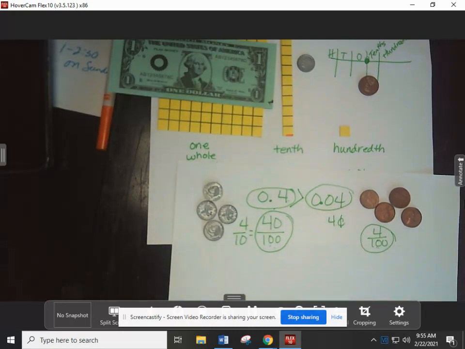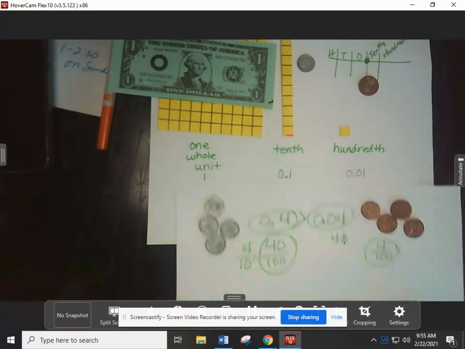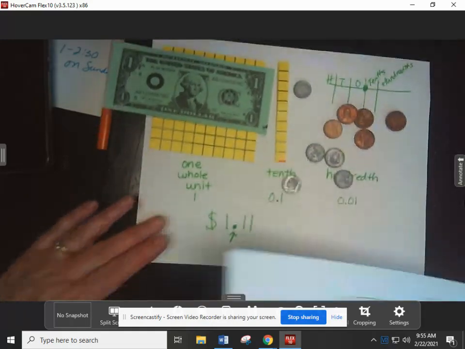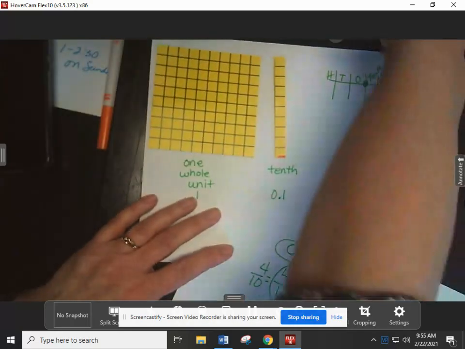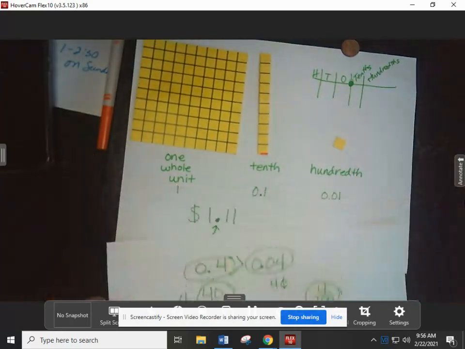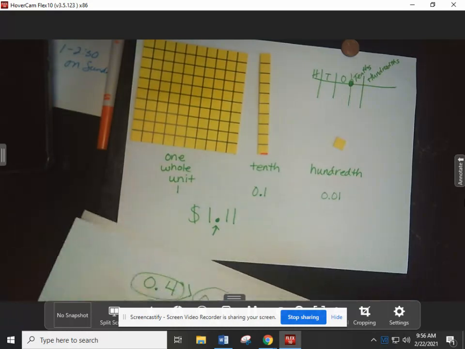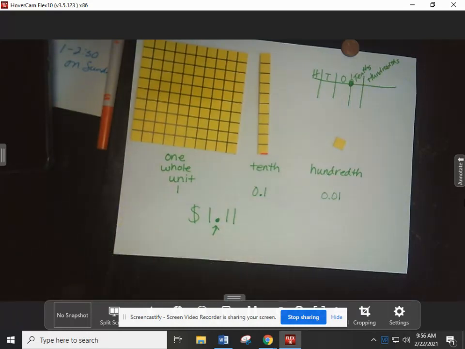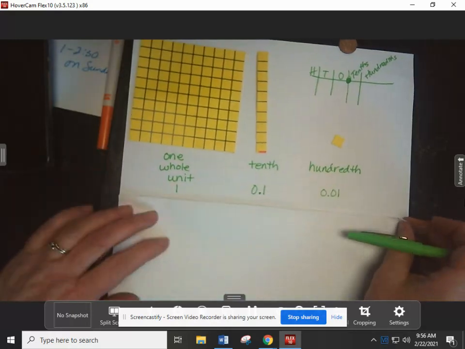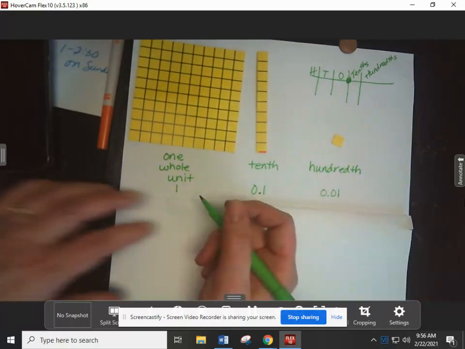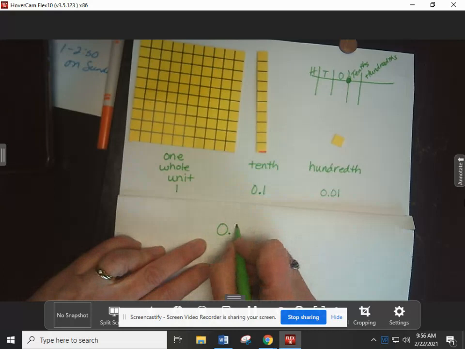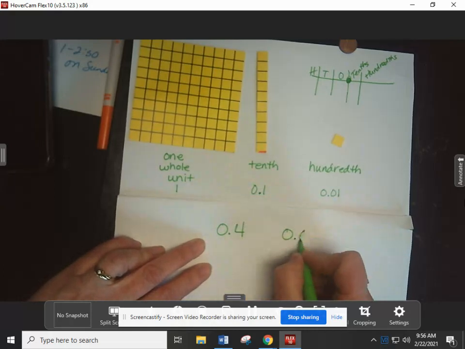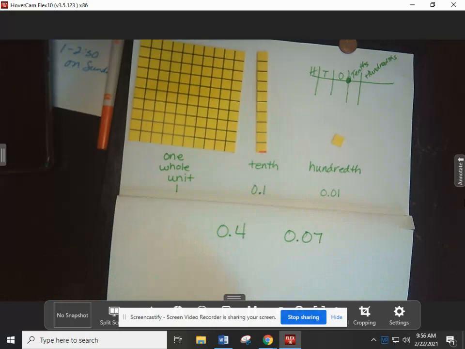Okay, doing it again. Okay, so I'm going to move my money off to the side. I'm going to leave these. And here is the next comparison before you start doing this on your own. What about which one is bigger? We're comparing them.